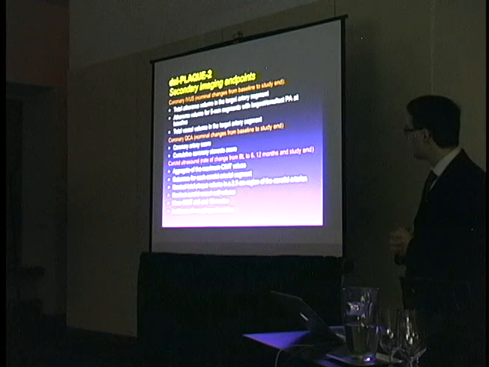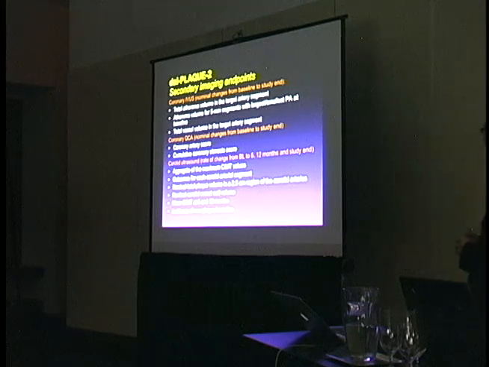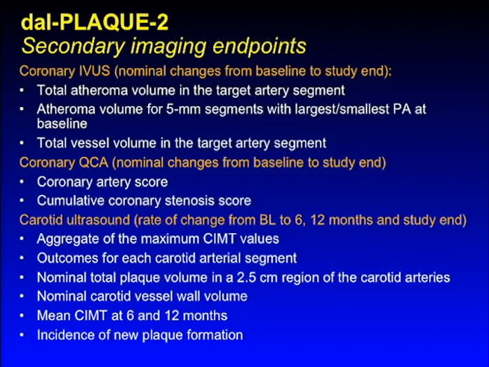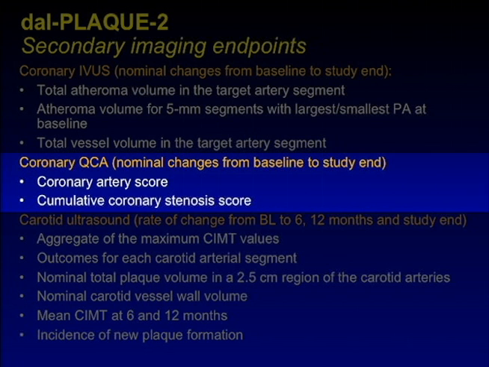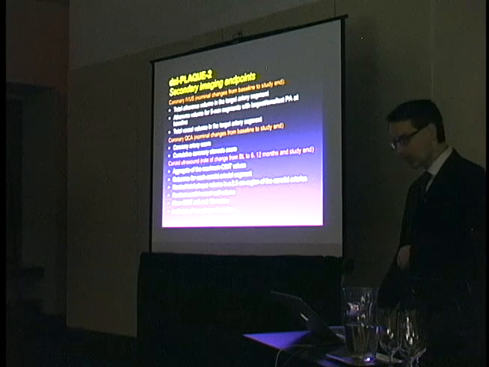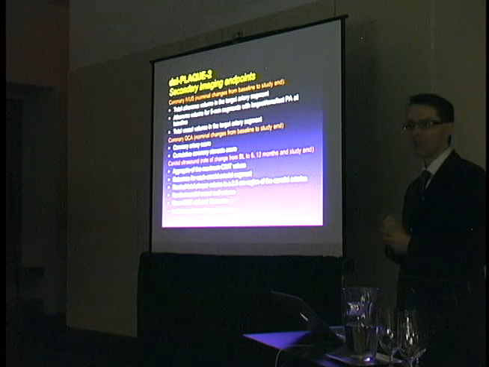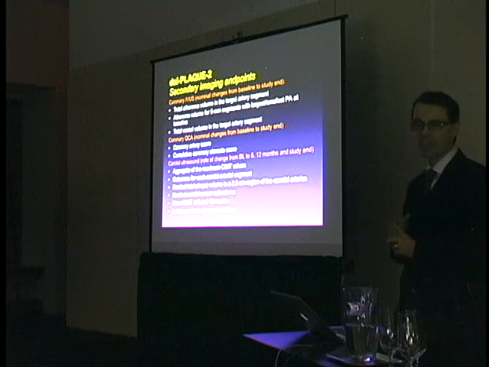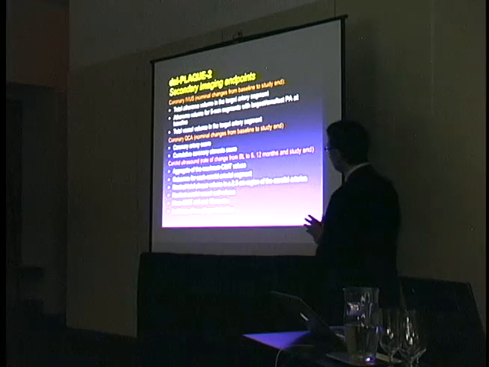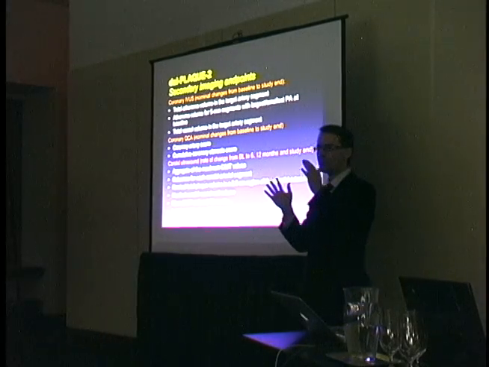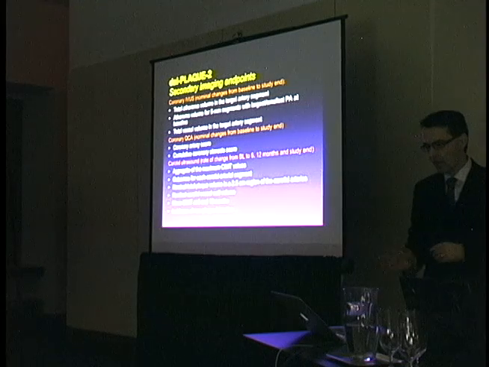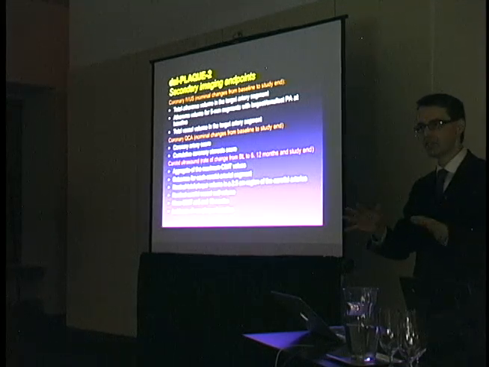And then we're looking at a number of secondary and exploratory imaging endpoints. I will not go into all the details, but suffice it to say that we are also looking at coronary QCA in this study, not only coronary IVUS and carotid ultrasounds, for two reasons. A, QCA allows you to look at all 3 coronary arteries, unlike IVUS where we're focusing on one vessel. And second, we tend to be careful with IVUS. We tend to look at the proximal part of epicardial arteries, whereas QCA allows you to look also at the distal vascular bed.